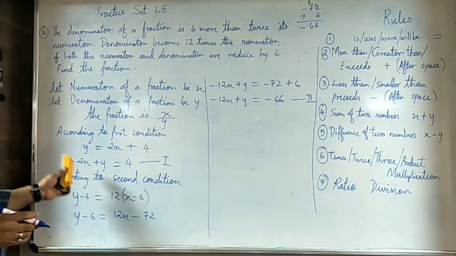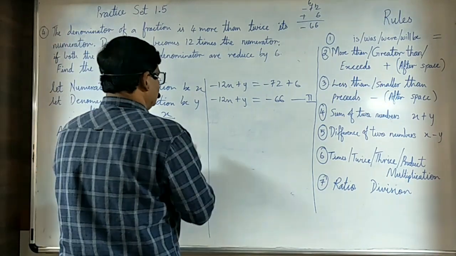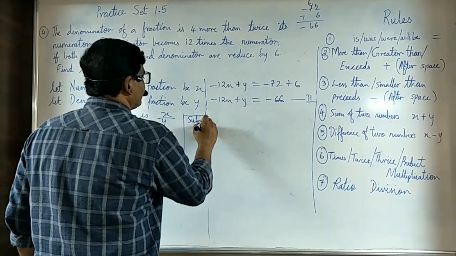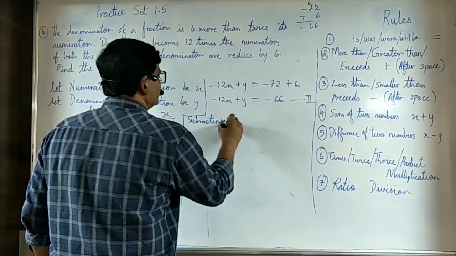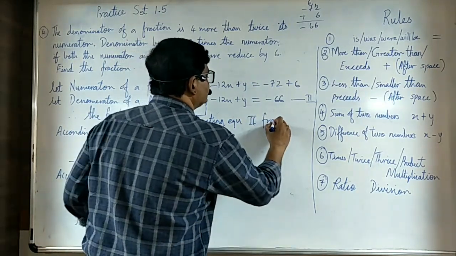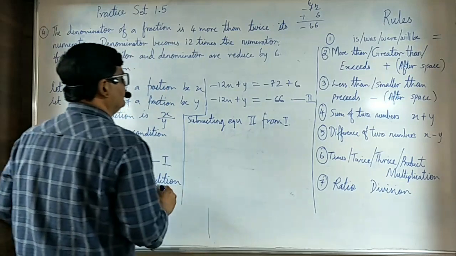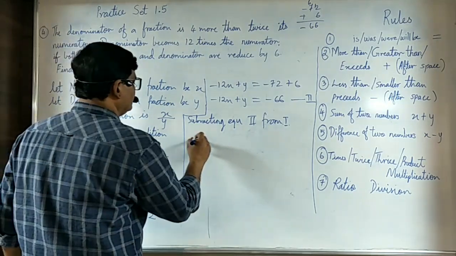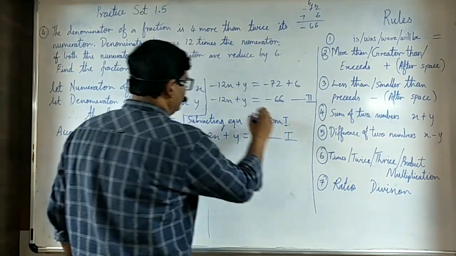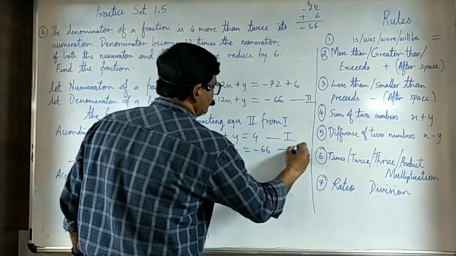So I try to subtract equation number second from the first. Let's try to subtract second from first. Now here we have minus 2x plus y is equal to 4, that's my equation number 1. And minus 12x plus y is equal to minus 66, that's my equation number 2.